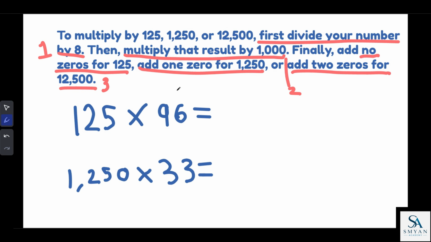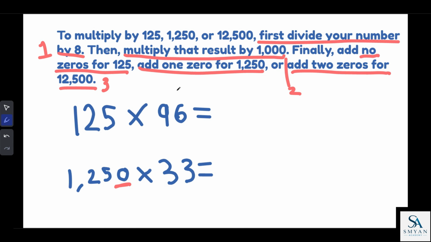So the rule is simple. We first divide by 8, then multiply that result by 1,000, regardless of if it's 125, 1,250 or 12,500. You have to multiply by 1,000. However, if it's 1,250, you add 1 zero. And a trick to remember that is that 1,250 has 1 zero. So you just remember, add 1 zero because 1,250 has a zero. I have to add 2 zeros for 12,500 because it has 2 zeros.